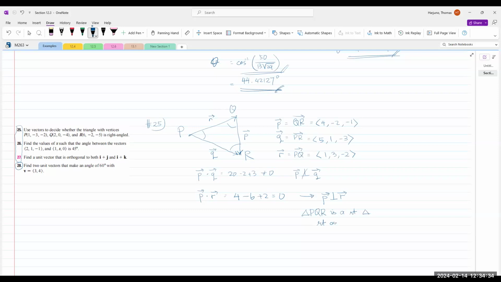angle at point Q. You see, this is vector P and this is vector R. The dot product gives us 0. Then the right angle must be at Q, right? Well, then we are done. We don't need to go further. But in case P dot Q and P dot R do not give us 0, then we try Q dot R. If all three of them do not give 0, then it's not a right triangle.